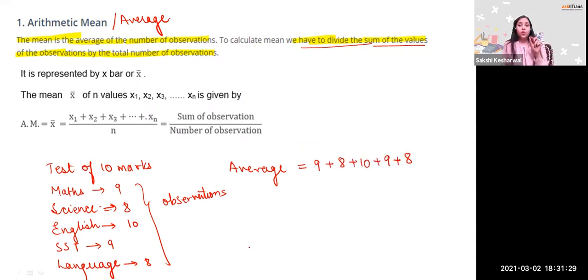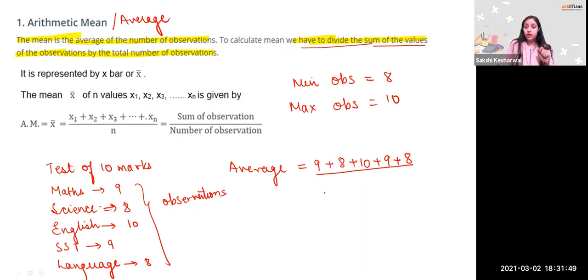What is the minimum value over here? The minimum observation is 8, and the maximum observation is 10. Now you will see that the average value is going to lie between them. That is known as the central tendency, right?